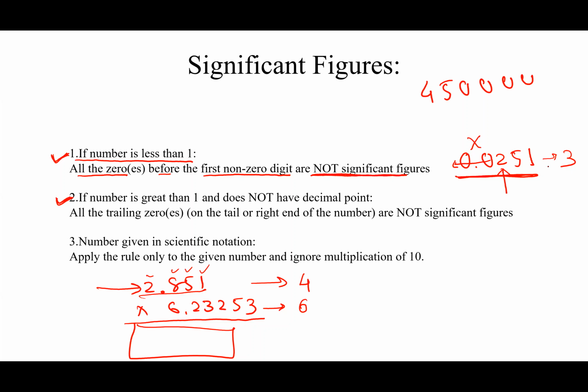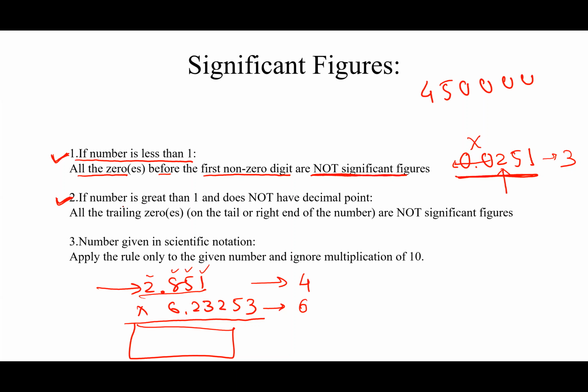So remember this rule. If the number is less than 1, then all the 0s before your first non-zero digit are not significant figures. The second rule. We're going to talk about a couple of examples in the next slide. So please remember this rule.